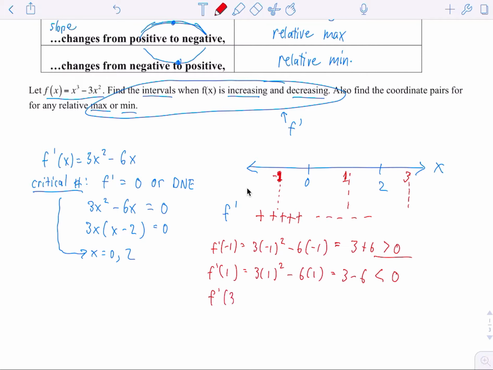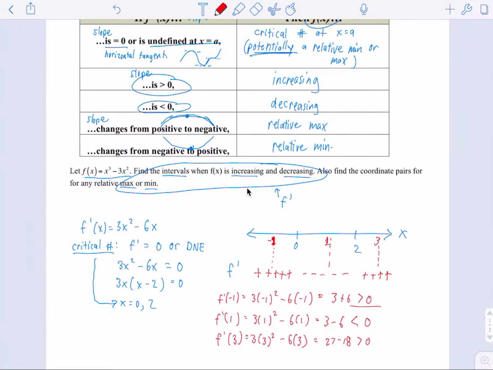Finally, I can do one more. My third test would be 3 times 3 squared minus 6 times 3. That's going to equal 27 minus 18, and that is greater than 0, so these are going to be positive. Okay, so I think we're all set. Let's use our chart to help us out here.